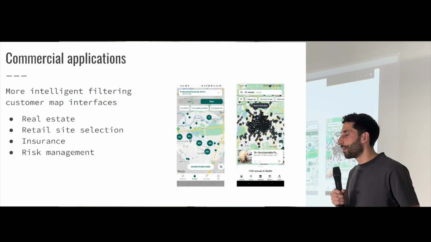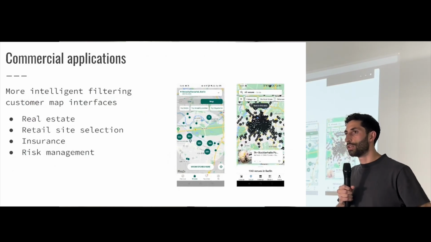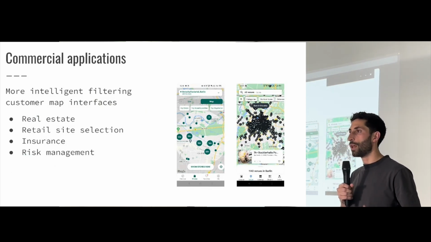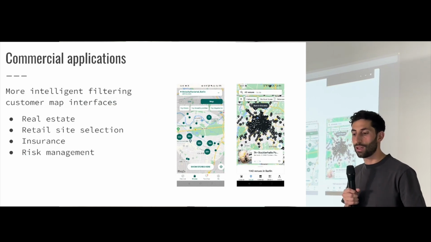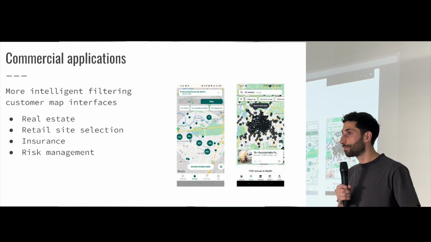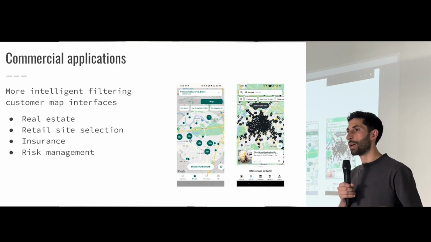And of course, there are other commercial applications to this chaining of language tools and maps. For example, filtering customer interfaces on map-heavy products, real estate, retail site selection, insurance and risk management. These are all kind of interlinked and have a very strong geospatial aspect.